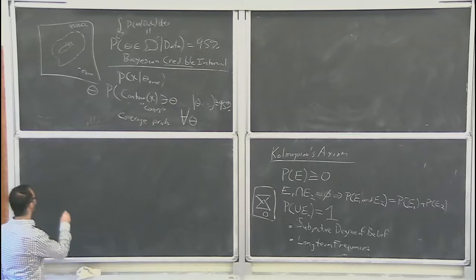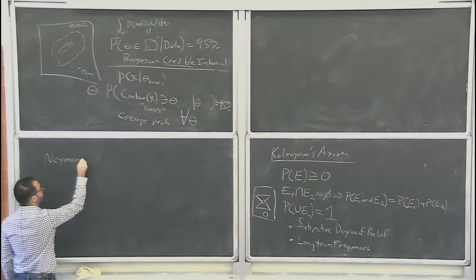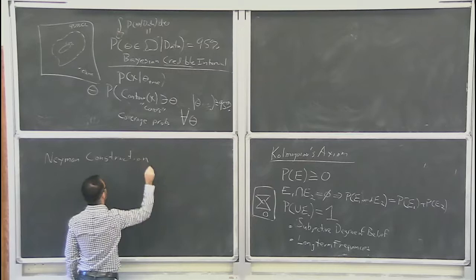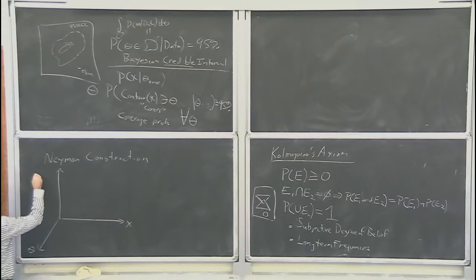So there's a procedure for making contours that covers, quote, by construction, which is called the Neyman construction. So the idea, let's see if I can, okay, if this is my data X, this axis theta, and this axis is P of X given theta, then I can pick a particular value of theta, let's pick this one right here. Let's imagine that this is the true value of theta. I'll write theta true for now, okay?